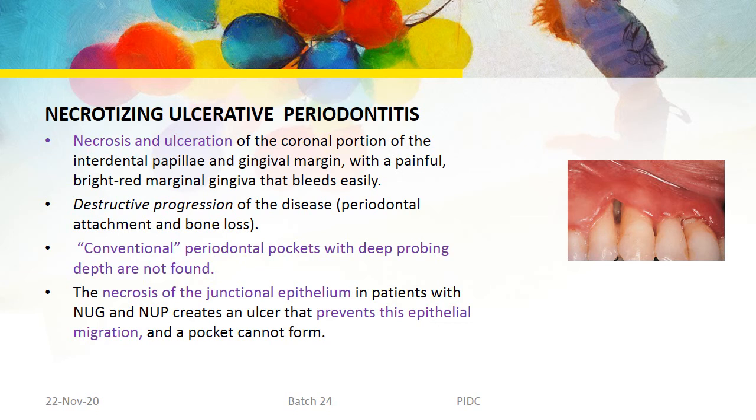As found in periodontitis, where there are conventional periodontal pockets, in necrotizing ulcerative periodontitis you don't have conventional periodontal pockets or deep probing depths. This is because the necrosis of the junctional epithelium in patients with NUG or NUP creates an ulcer that prevents epithelial migration, and pocket formation cannot occur. Only if there is epithelial migration can a pocket form. Since there is necrosis of the whole area, the epithelium itself does not migrate, and therefore pocket formation doesn't occur.